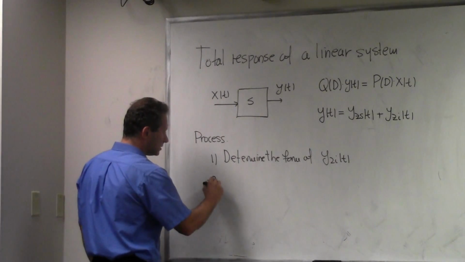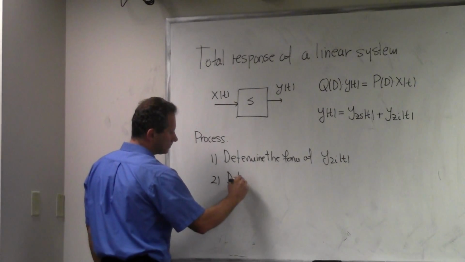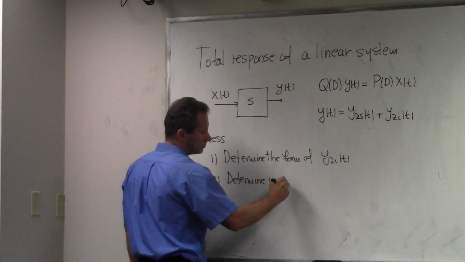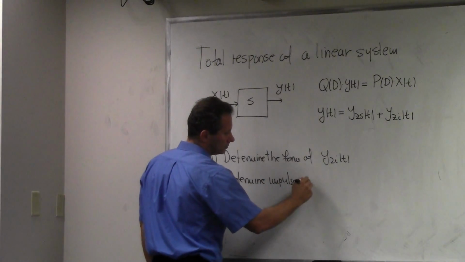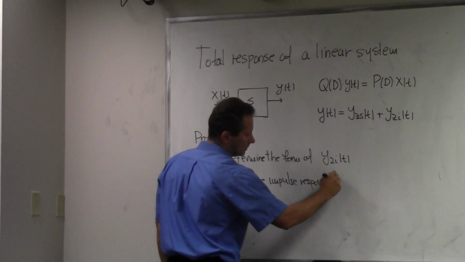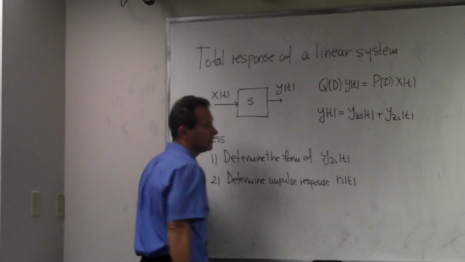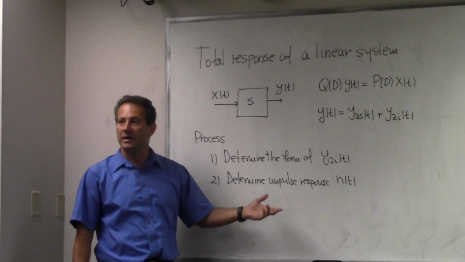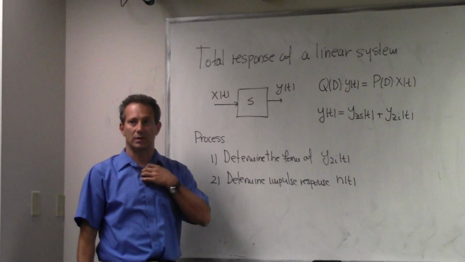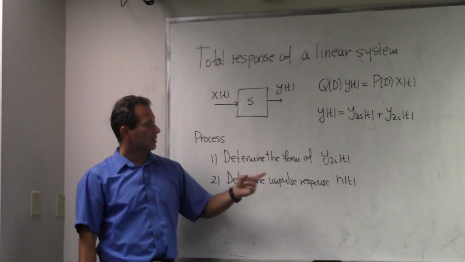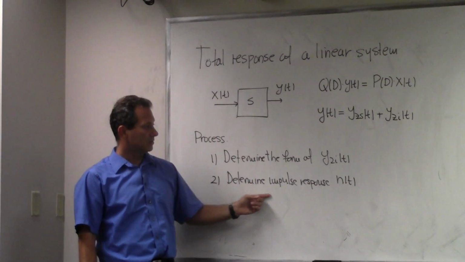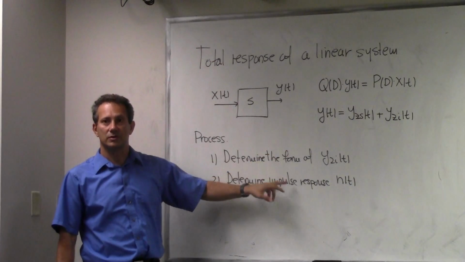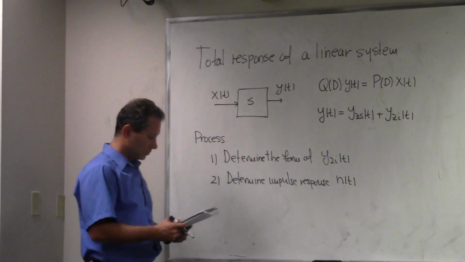The second step is determine the impulse response h of t. We've seen that we determine impulse response by looking at the response of the companion system and then taking the derivative of that response. Bulk of the work that is required to determine h of t is already done in step 1. So we leverage on that in step 2.